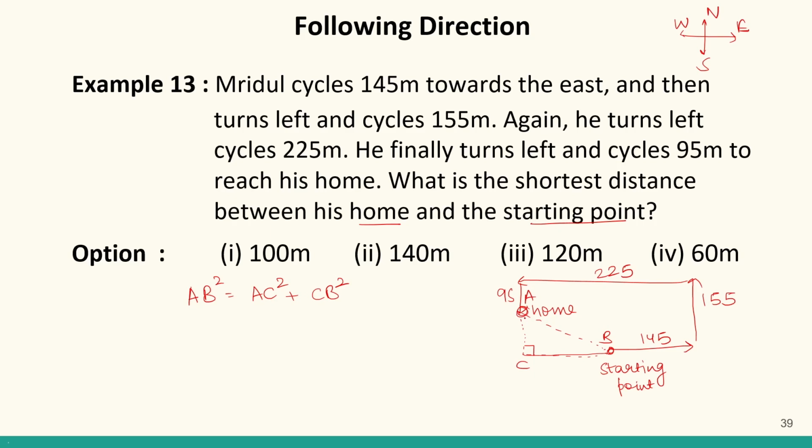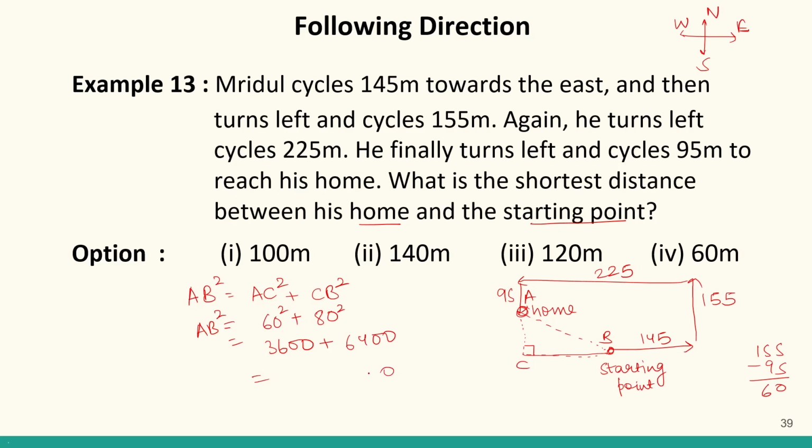Now what will be the distance between A and C? So this is completely 155. So it will be 155 minus 95. That will give us how much? AC will be 60, right? Similarly, CB. CB will be how much? 225 minus 145? 80. So AB square will be equal to 60 square plus 80 square. 60 square is how much? 3600 and this is 6400.